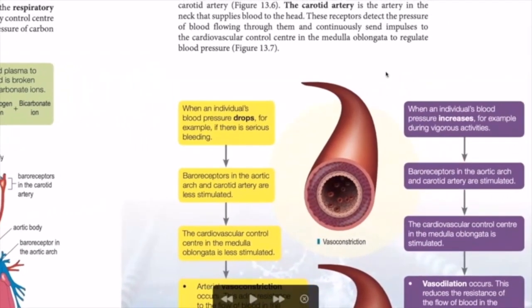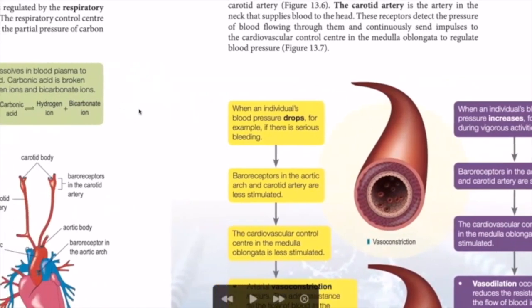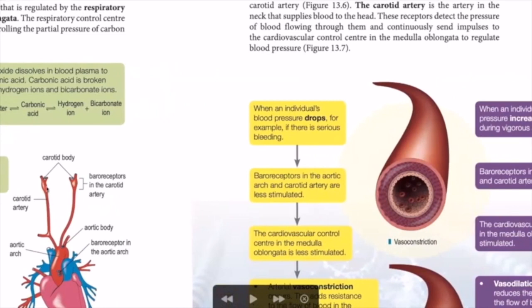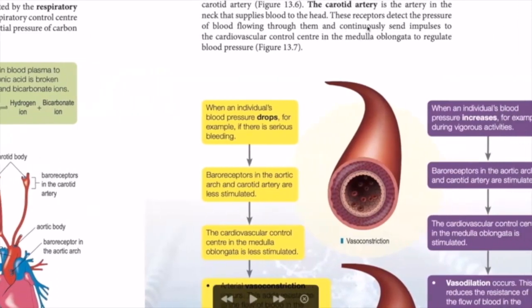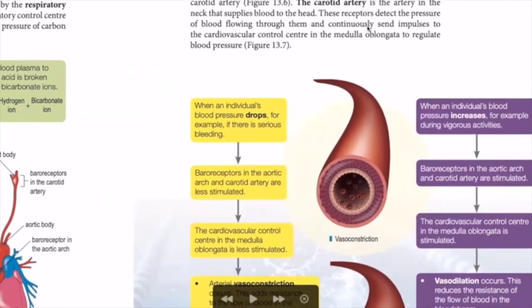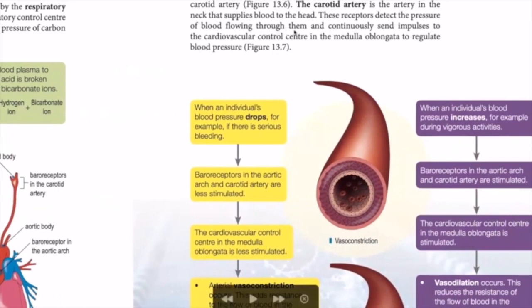So, tengok ni ya. Carotid artery is the artery in the neck. Aortic artery is the artery that supplies blood, okay, from neck to the head. And this receptor detects the pressure of the blood flowing through them and continuously sends impulses to the cardiovascular control center in the medulla oblongata and regulates the blood pressure.